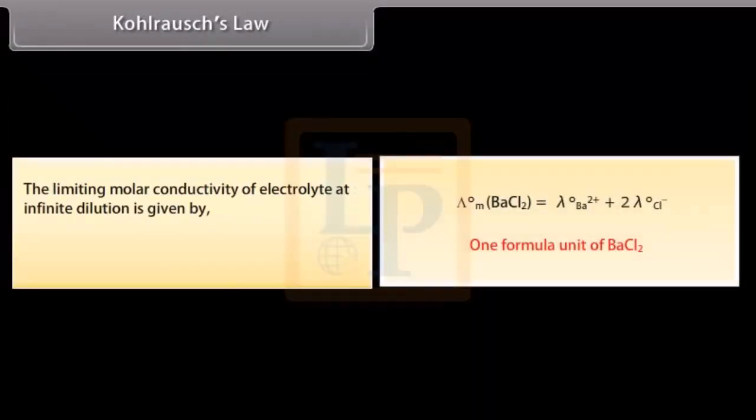The limiting molar conductivity of the electrolyte at infinite dilution is given by V positive lambda naught positive plus V negative lambda naught negative, where V positive and V negative represent the number of positive and negative ions furnished by each formula unit.